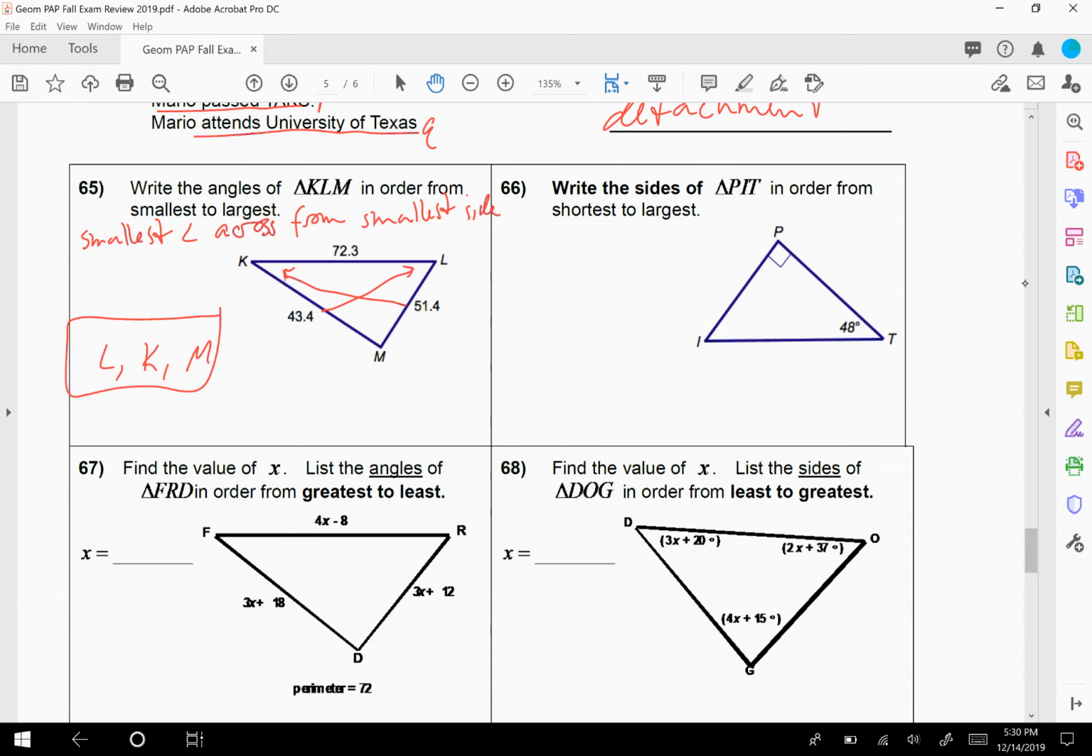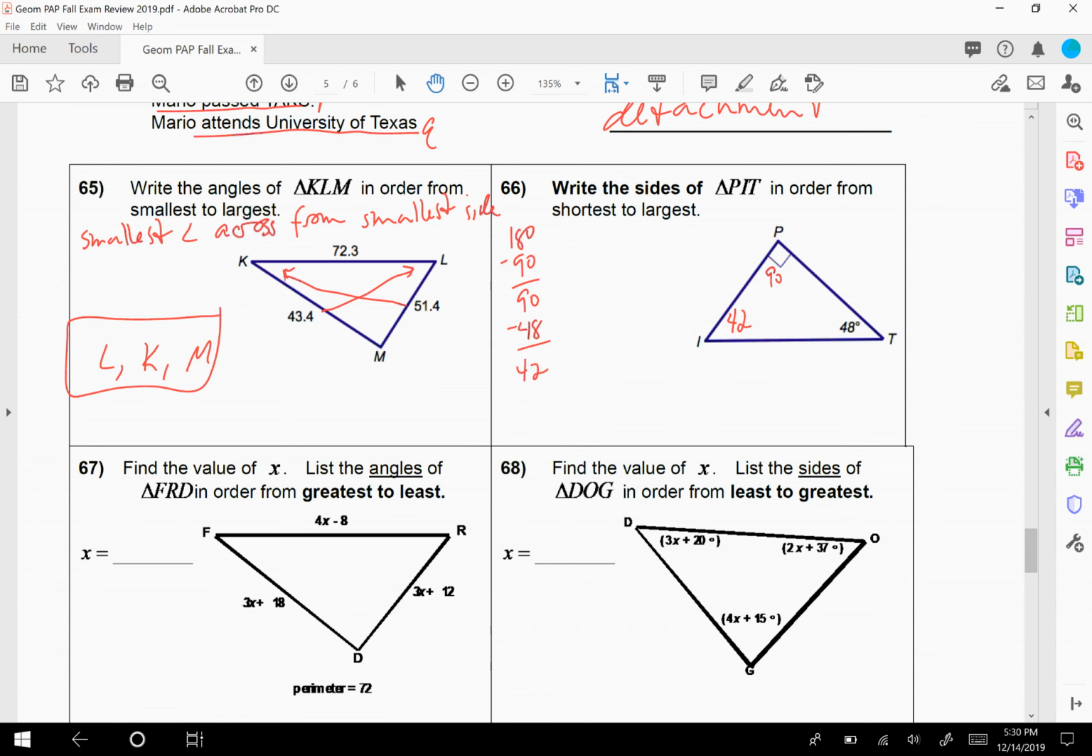Okay, write the sides of triangle PIT in order from shortest to largest. So what we have to do, this is 90. That's 48. So do 180 minus 90, which is 90. Take away 48, which is going to give you 42.